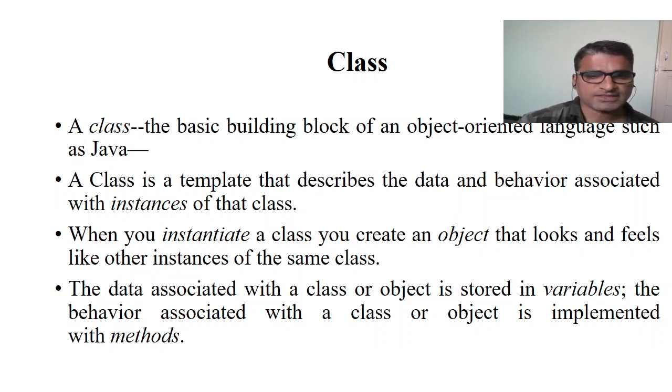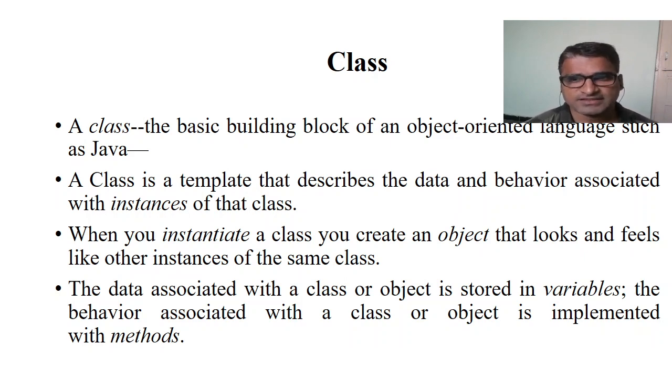A class is a template that describes the data and behavior associated with instances of that class. Once we create a class, we are able to create an object that looks and feels like the instances of the class. So in short, whenever we want to create an object, the first thing we need to do is create a class. Once we create a class, then we will be able to create objects.